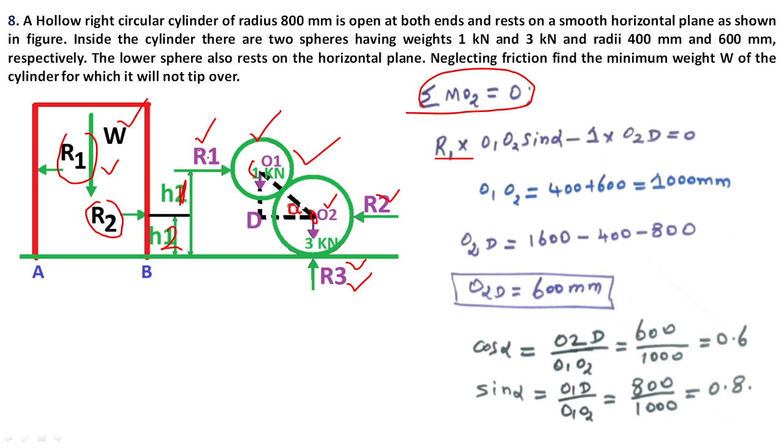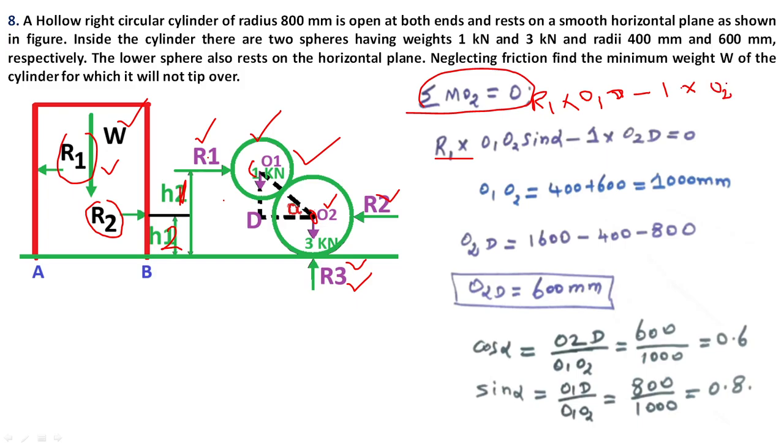So force and perpendicular distance: for R1 the perpendicular distance is O1D, this distance. So the moment is R1 times O1D, which is related to sin theta of the inclination. Next is the 1 kilonewton force acting downward. Force into perpendicular distance: clockwise is positive and anticlockwise is negative here. So minus 1 into the perpendicular distance, which is O2D.